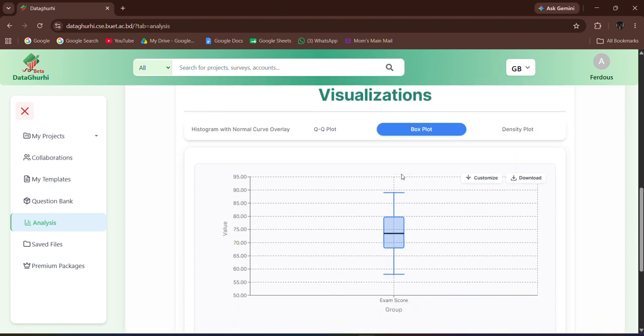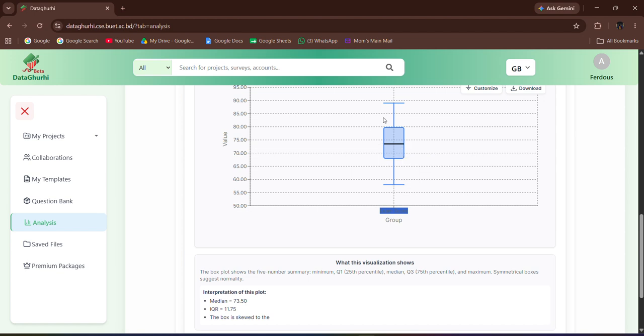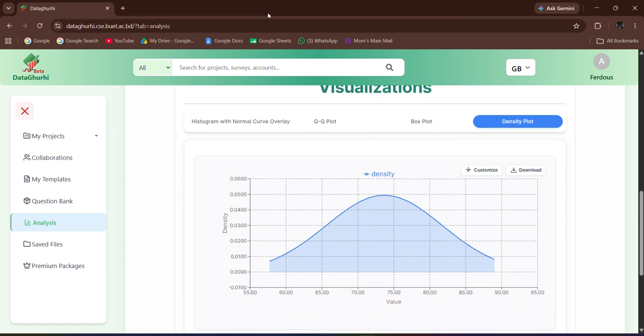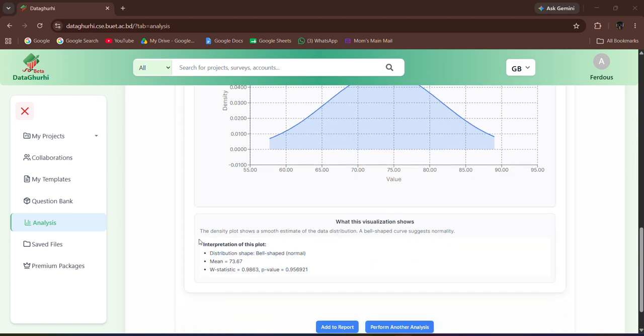Next is the box plot for the exam score. It shows the maximum, minimum, interquartile range, and the median. And then the density plot. The density plot provides a smooth estimate of the distribution of the exam scores. As you can see, the shape of it is bell-shaped, indicating it follows a normal distribution. Here's the interpretation. Thank you.